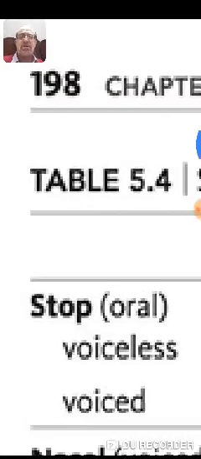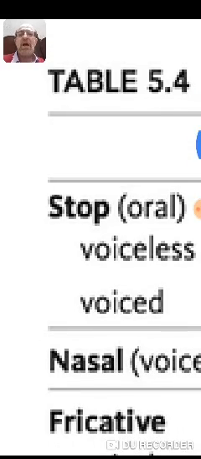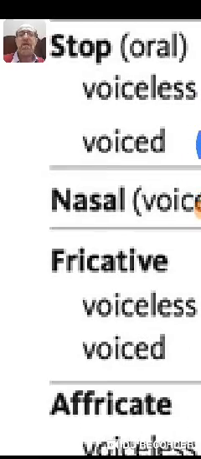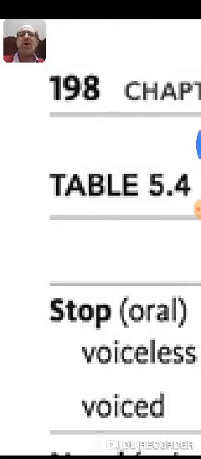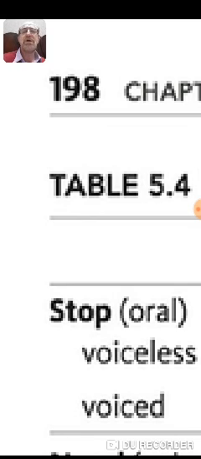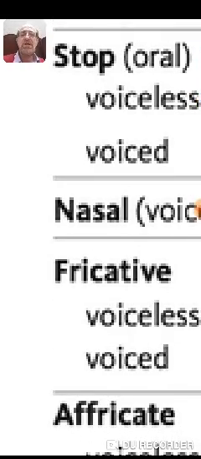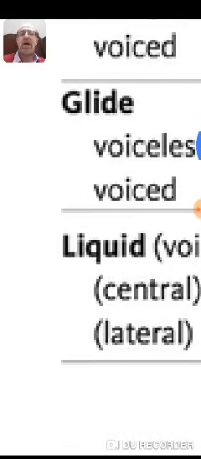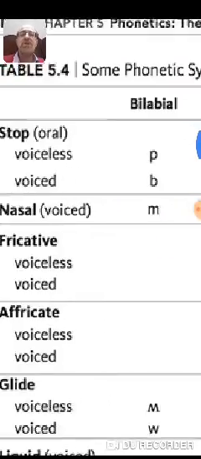These are the places of articulation. Where in the mouth? Okay, now we have this line. Stops, nasals, fricatives, affricates, glides, and liquids. What is this? These are manners of articulation. It means how the sounds are produced. So they are stops, nasals, fricatives, affricates, glides, and liquids. Finished. Now all English consonants are below it.